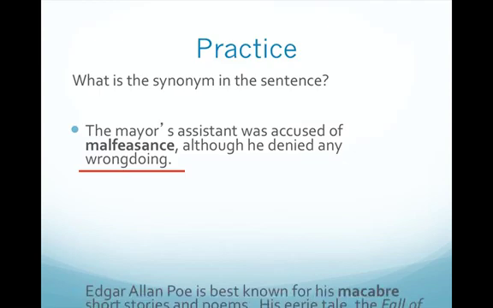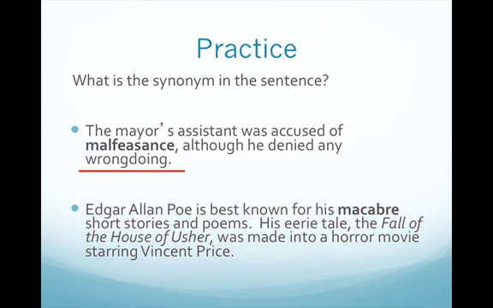Let's have a look at another one. Edgar Allan Poe is best known for his macabre short stories and poems. His eerie tale, The Fall of the House of Usher, was made into a horror movie starring Vincent Price. So what do we think this word means? Macabre. Strange word. We've got 2 synonyms in here. Firstly, eerie, and secondly, horror. So we know that macabre must mean short stories and poems that fall into the horror genre.